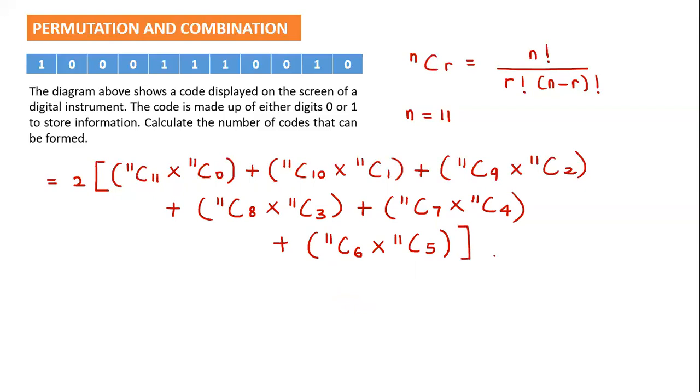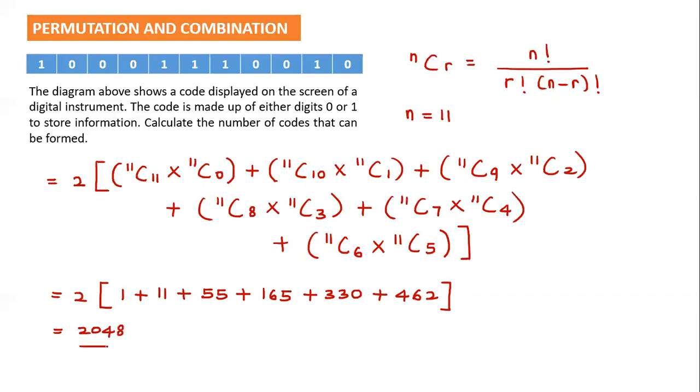So now let us calculate here. This one is going to be 1, so use your calculator and calculate for me, class. This one is going to be 1 plus 11 plus 55 plus 165, I calculate one by one, plus 330 plus 462. So we close the bracket and use the calculator to calculate all this: 2048. This is your answer, class.